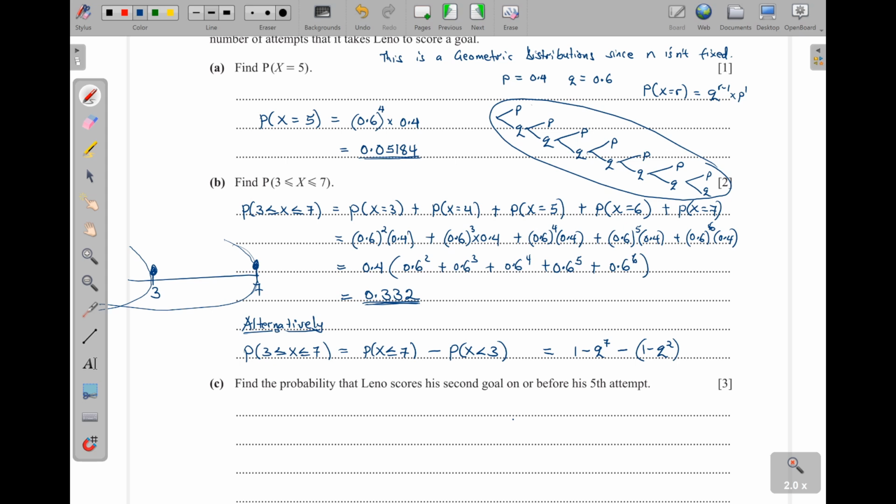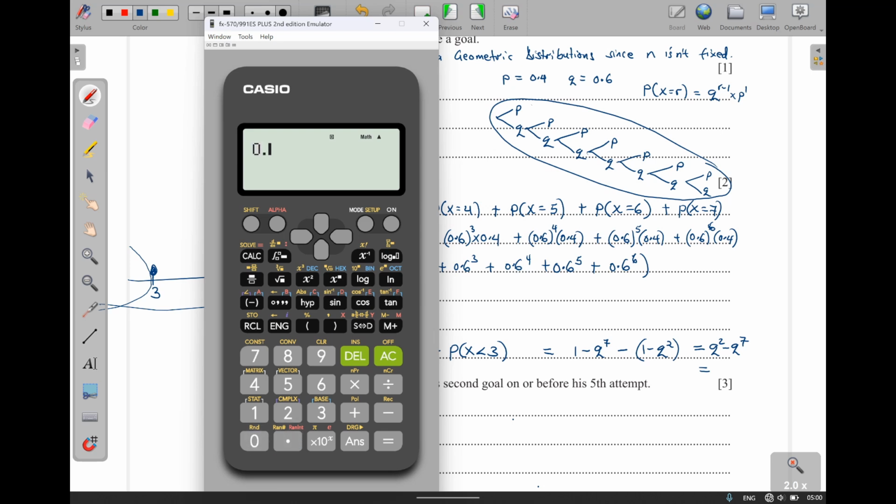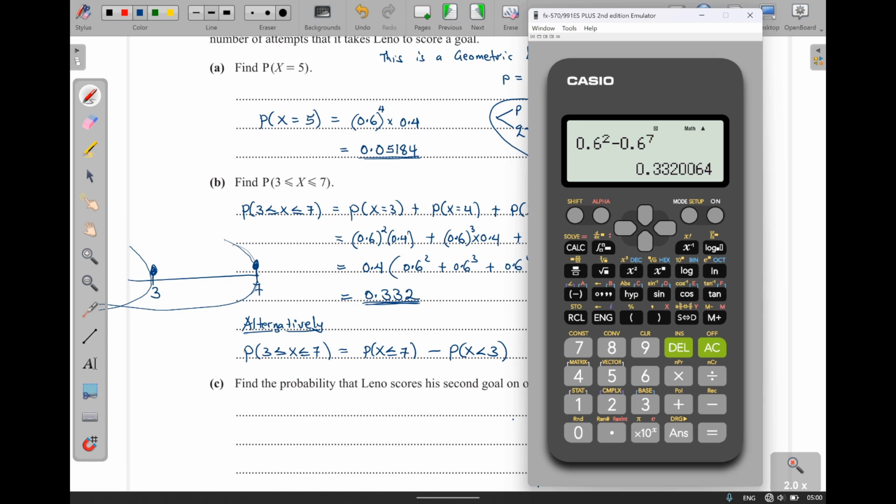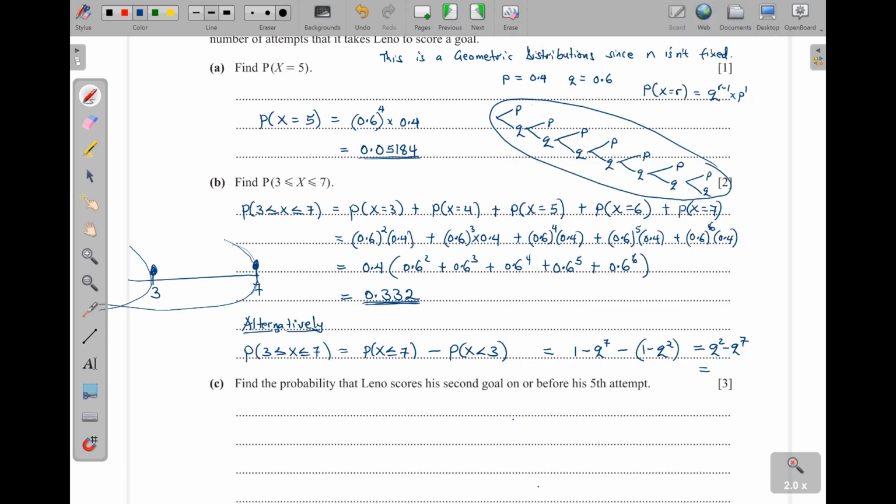Now when you try to open the brackets here, you will get 1 disappearing because it will be 1 minus 1, it goes. Now this Q squared here, it's negative, it will become a positive with this one. So it will be Q squared, then minus Q power 7. Do we get the same answer? Let's check. Q power 2, our Q is 0.6. So 0.6 squared, then minus 0.6 power 7. Do you see that we get the same answer? 0.332. Okay, so that is that. You could also do it that way.